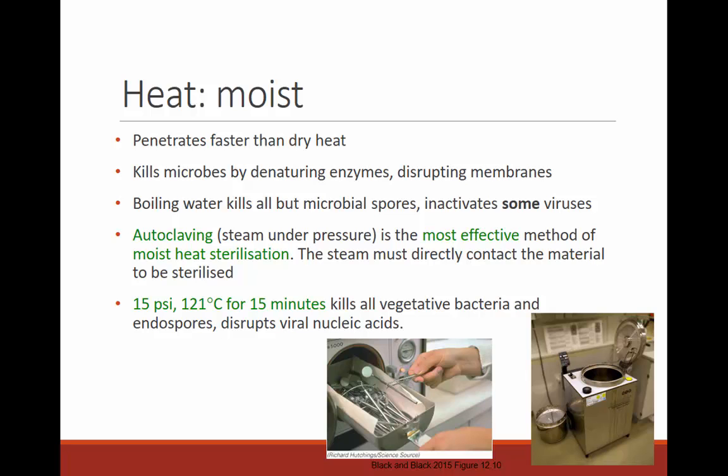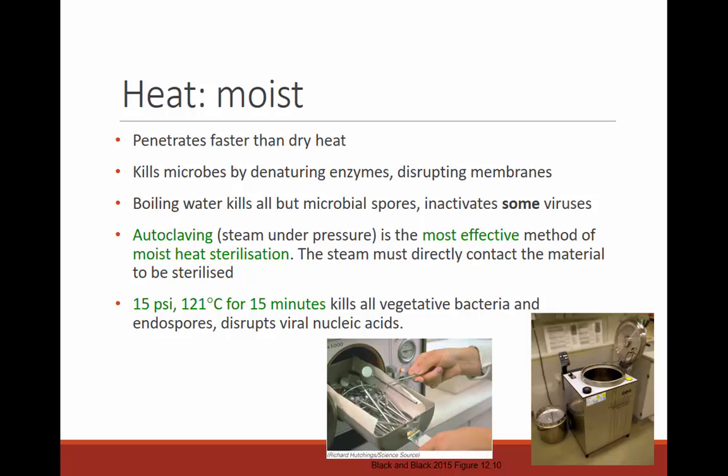Moist heat is, if you add moisture, then you can get faster penetration. So you need less time with that heat. Okay, and it will also denature enzymes and disrupt membranes. If you think about moist heat, you might think about boiling, and that's fine. Boiling can kill a lot of vegetative cells, but it won't kill endospores. They can survive boiling for quite a number of hours. And it can also inactivate some viruses.